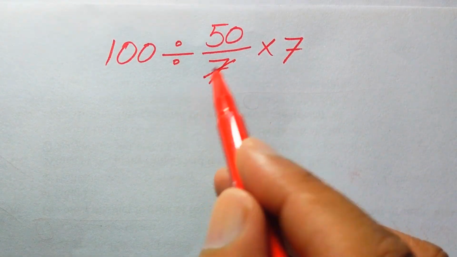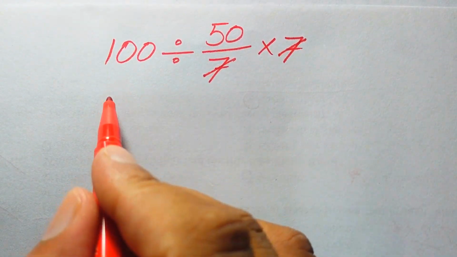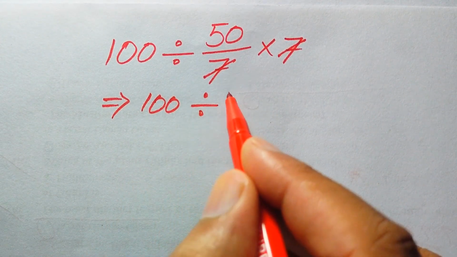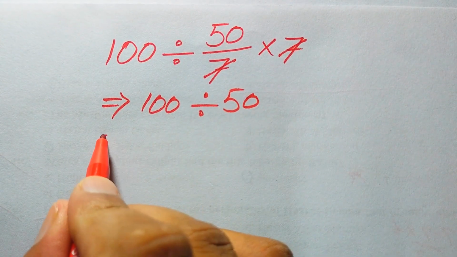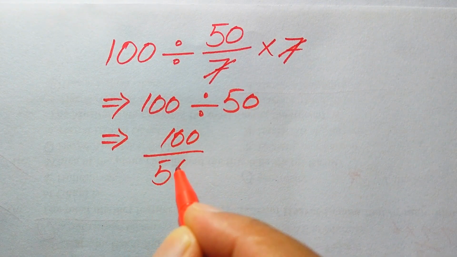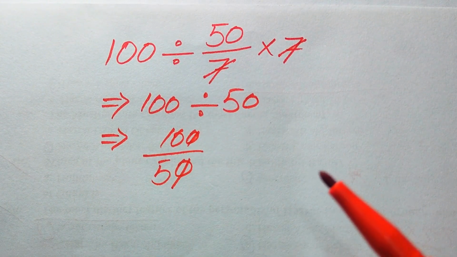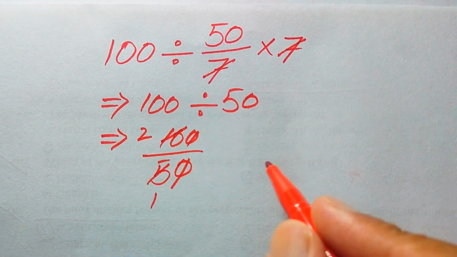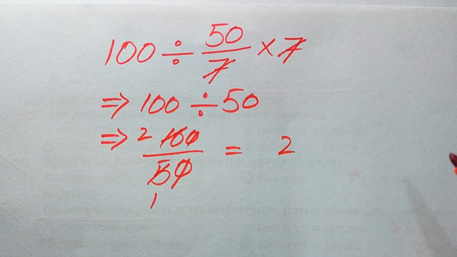This 7 and this 7 are cancelled out by each other, and we get the remaining values: 100 divides 50. So 100 divides 50, we write it as 100 over 50. So this 0 and this 0 are cancelled out by each other, and 5 ones are 5 and 5 twos are 10. So we get here 2.